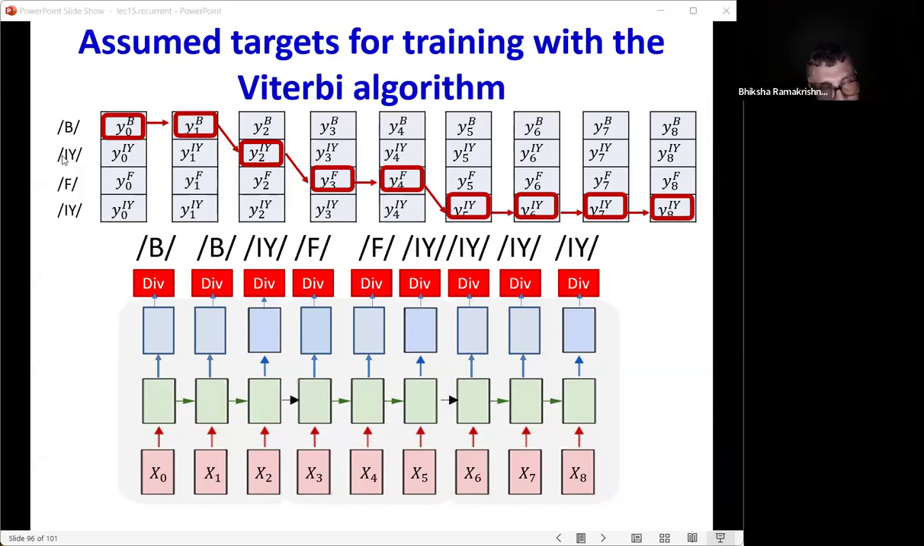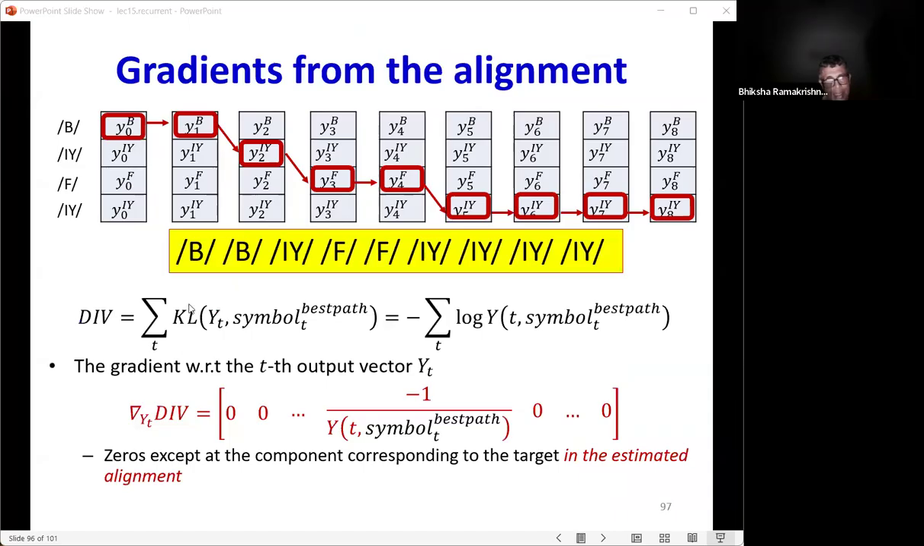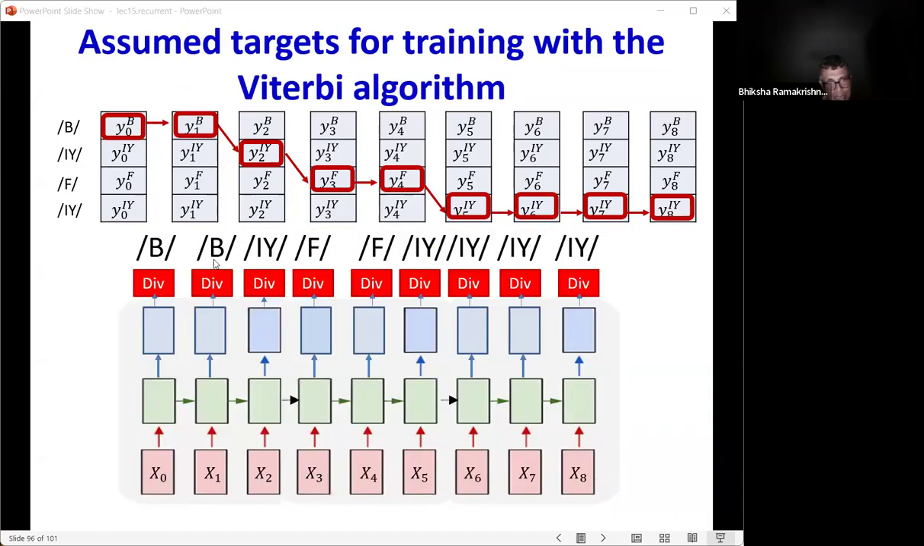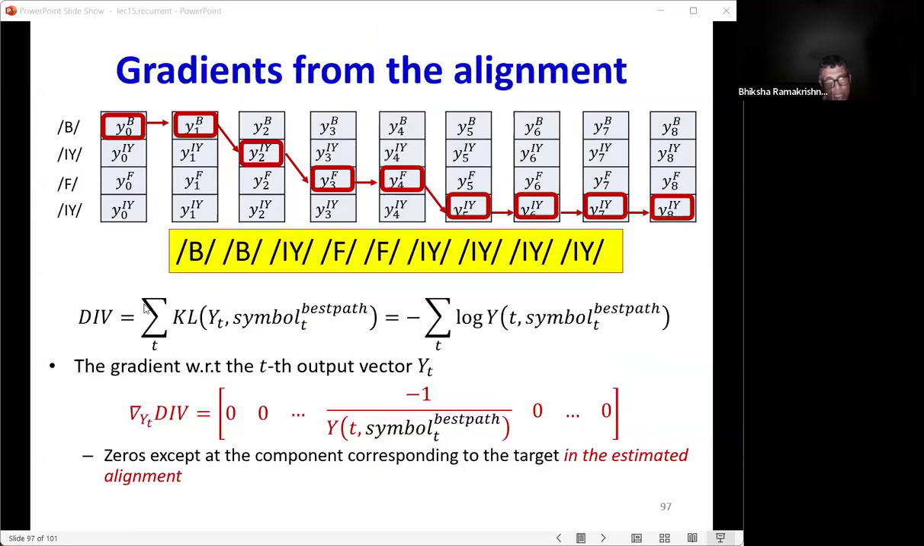So it's dependent on the current model. And now this most likely alignment can be used as your target symbol sequence. And then you can compute your divergence. And the divergence again is simply going to be the sum of the divergences at the individual times, which as we saw is simply the negative of the sum over time of the log probabilities assigned to the symbols in this target sequence by the network.